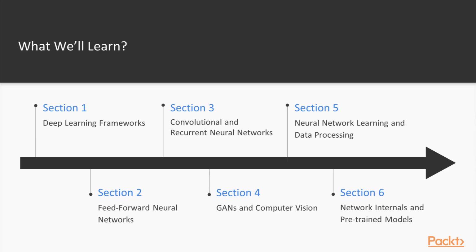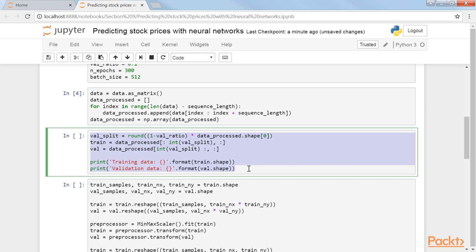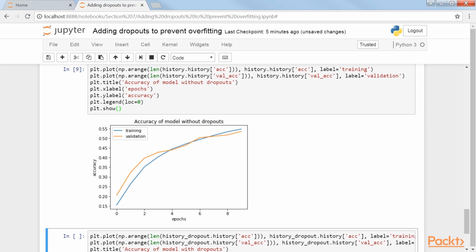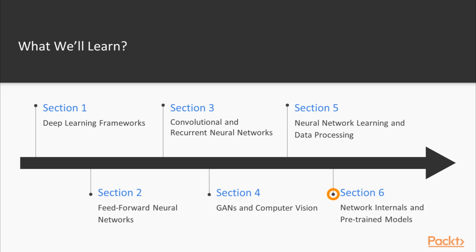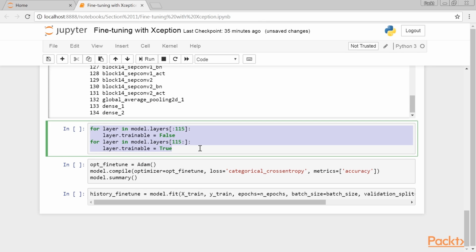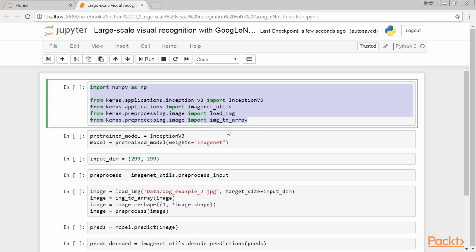segmentation. Section 5, Neural Network Learning and Data Processing, covers topics related to stream data processing and illustrates many aspects involved in the learning process of a neural network. Section 6, Network Internals and Pre-trained Models, covers the internals of a neural network and the popular deep learning models such as VGG16 and Inception v4.